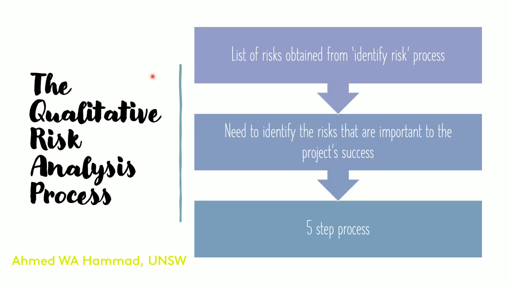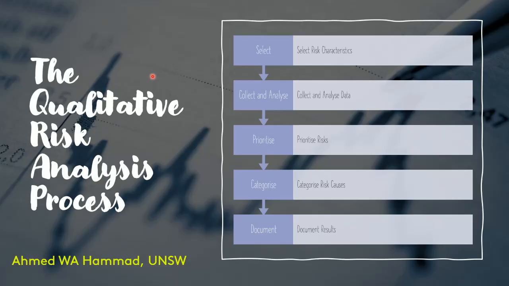So what are the 5 main steps? You can see on the screen in front of you the 5 main steps. First step is to select the risk characteristics. Second step is to collect and analyze the data. Third step, prioritize risks. Fourth step, categorize the risk causes. And then finally, document the results.